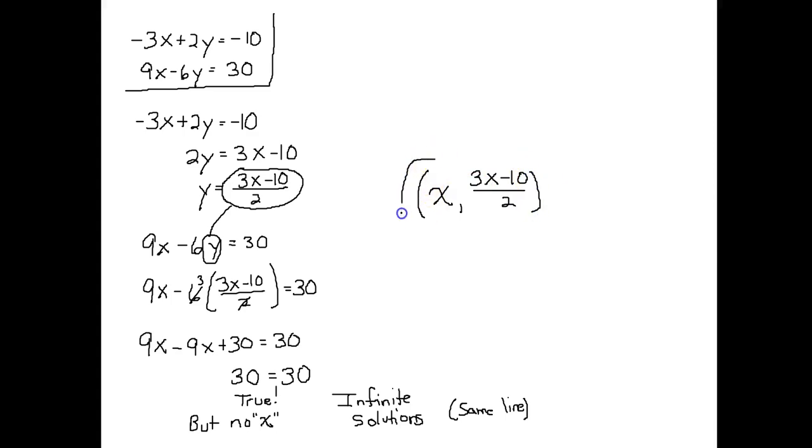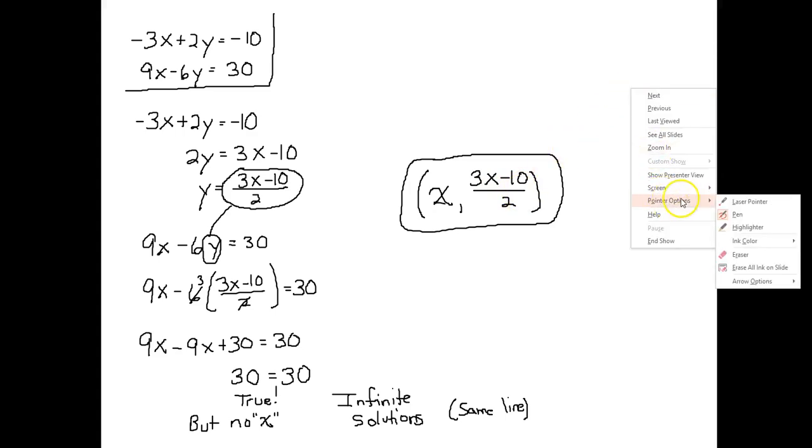So then people know that you can pick any real number you want for x and put it here, and then 3 times that minus 10 over 2 will give you your y. And that's the way you can generate your ordered pairs. So you have infinite solutions, but they're all ordered pairs that fit this pattern right here. So it has to be x comma 3x minus 10 over 2.